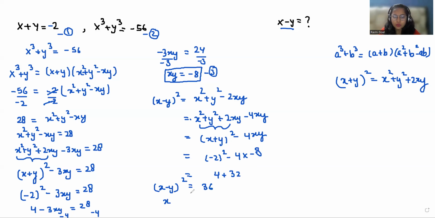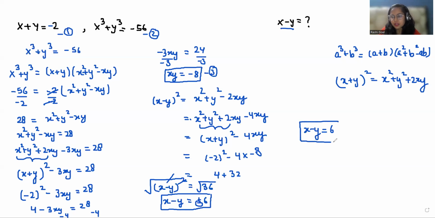And if we take square roots of both sides, the square cancels the square root. So x minus y is plus or minus 6. So we eliminate the negative sign because a square root cannot be negative. So the value of x minus y is 6.